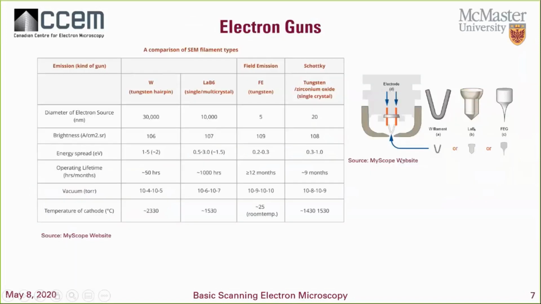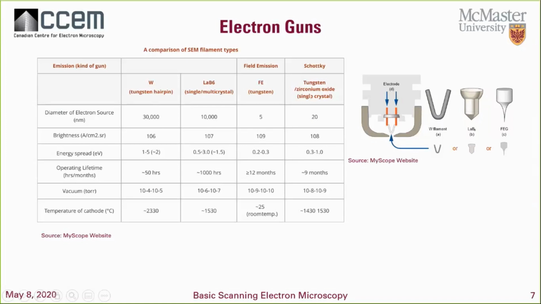So one of the important parts of an SEM is the electron gun. There are different types of SEMs when it comes to guns. So the general categories, you'll have a tungsten filament SEM, which tends to be a fairly large source for the electrons. You then have the boride filament, a little smaller.